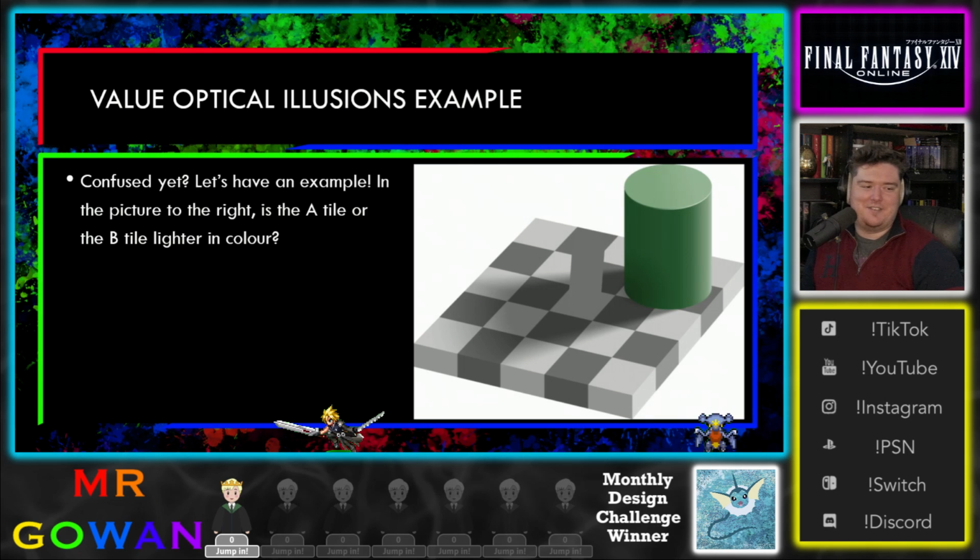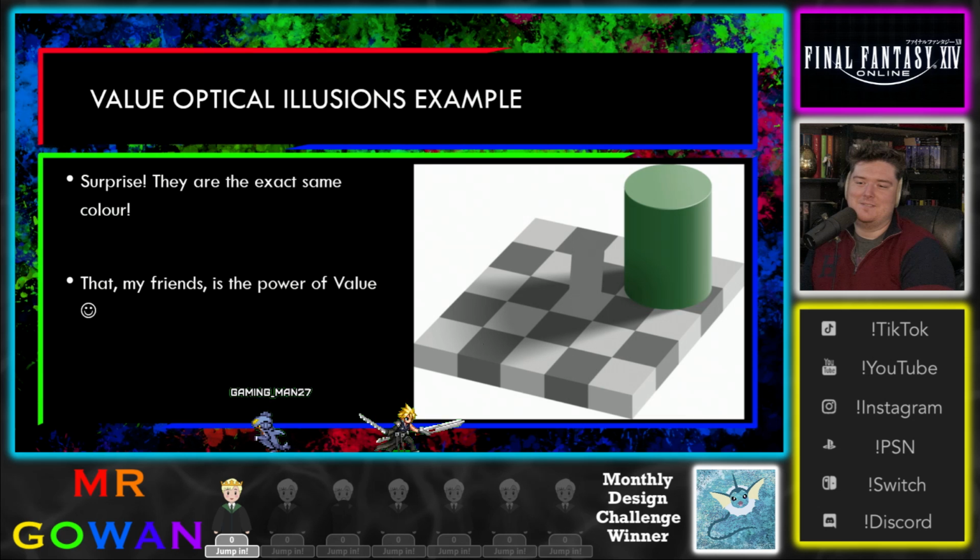They just look different. And I'll go back and forth so you can see the difference between the two, so you don't think I'm just making it up and that I've changed the colors on you. No. They're literally the exact same color. They just look different because the values that are surrounding them are different values. And that, my friends, is the power of values.